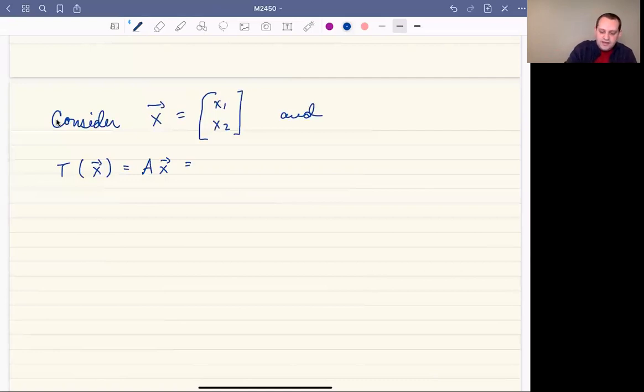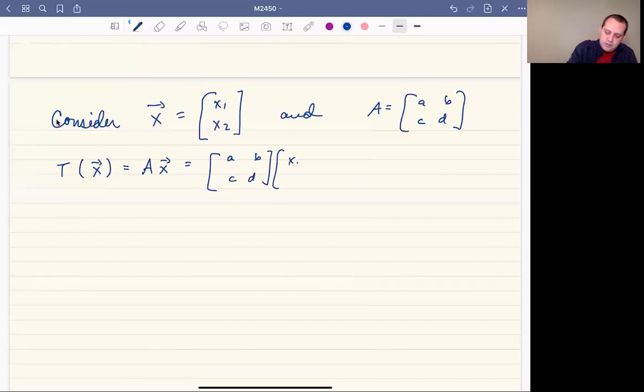And so let's say A is just the matrix A, B, C, D. If we were to look at that, we would end up with A, B, C, D times x1, x2. And this definition is fine. There's only one column in the second matrix, so we're just going to take the rows of the first one and multiply that by the second. So this will give us a new vector, ax1 plus bx2 and cx1 plus dx2.